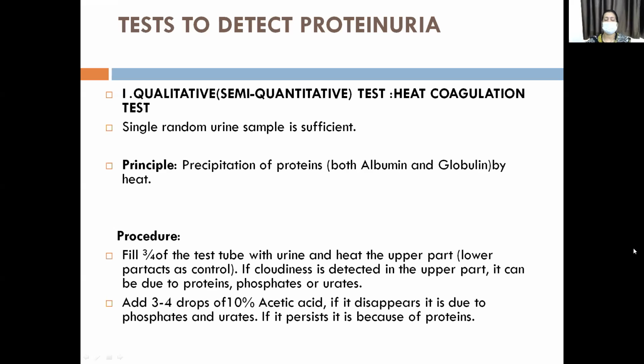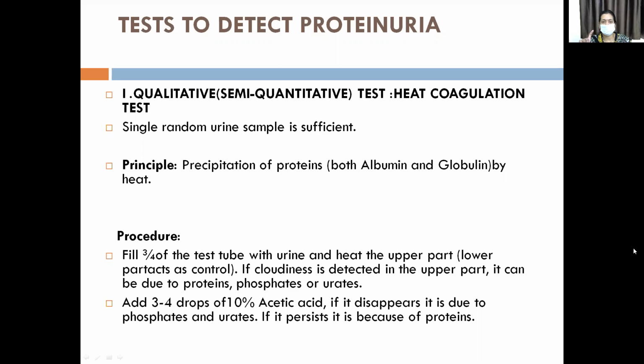So, tests to detect proteinuria. Qualitative test, heat coagulation test, a simple random urine sample is sufficient. There is precipitation of proteins, both albumin and globulin, by heat. For any practical examination, you have to write what test you are doing, what is the principle, then you have to write the procedure and your own result. This will be the protocol for anything, either urine or Hb or anything.